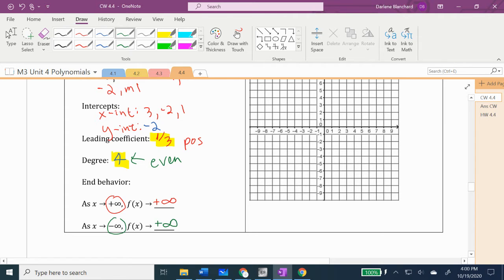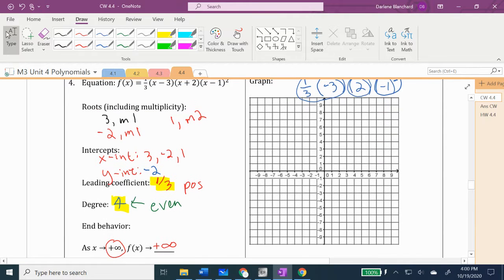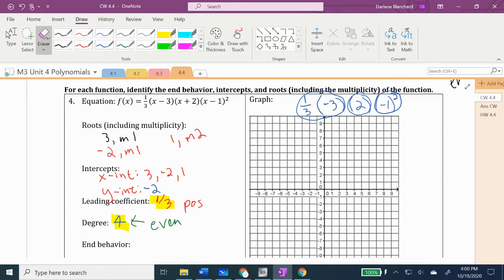Now, we're going to bring all this together to create a graph. I'm going to start with the end behavior. I'm going to erase this excess, and then starting with the end behavior, the fact that the two ends are heading up. The next thing I'm going to do is plot all the intercepts. My x-intercepts are 3, negative 2, and positive 1. My y-intercept is negative 2.